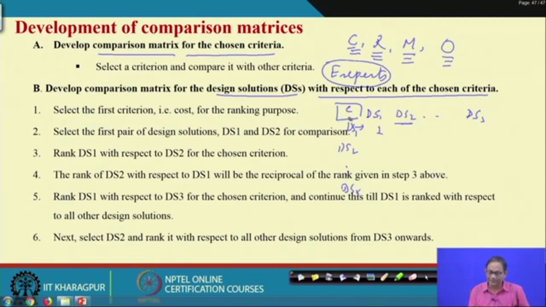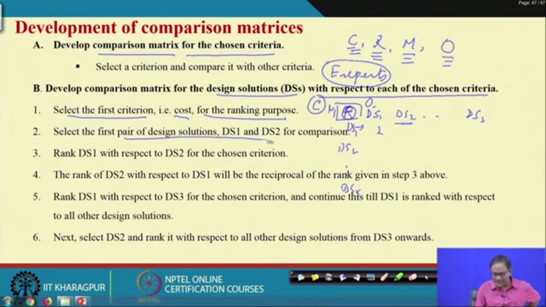After you develop the comparison matrix for cost, then you go for reliability. Once that is done, you go for maintainability, and finally operability. That means for all the criteria, the design solutions will be compared. When you take any one criterion, the approach is this: select the first criterion, for example cost, for the ranking purpose.